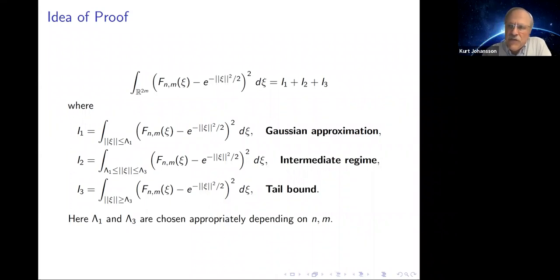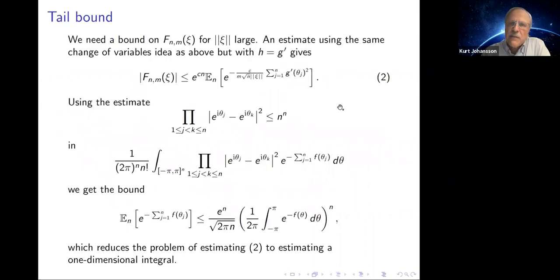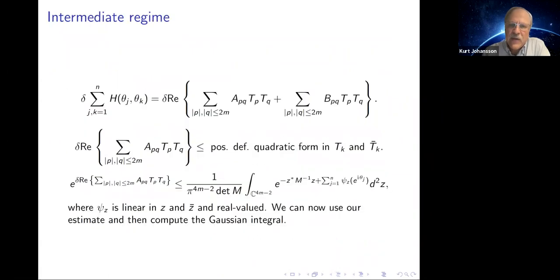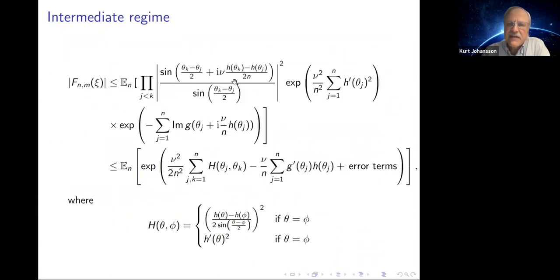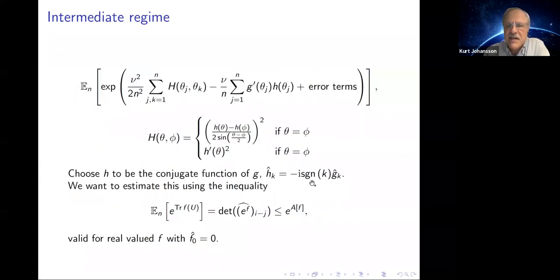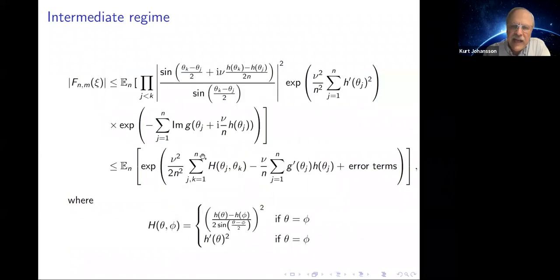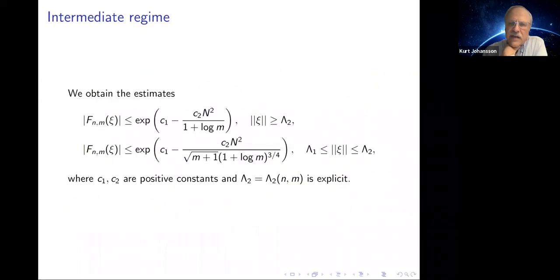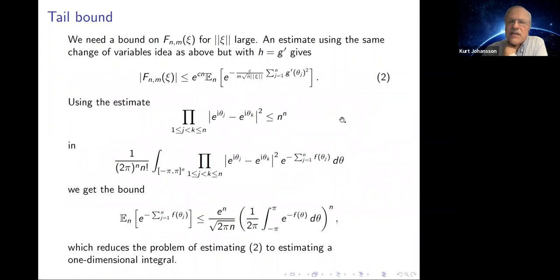So that's sort of the remaining part here. We need a bound for xi large. So what you do is that you use the same change of variables idea. If I go back here, we have this estimate here, right? And then I made a choice of h to be this conjugate function. But I could look at this and choose another h. And it turns out that another good choice is to take h equals g prime.